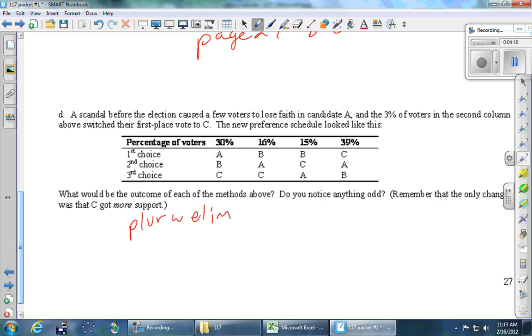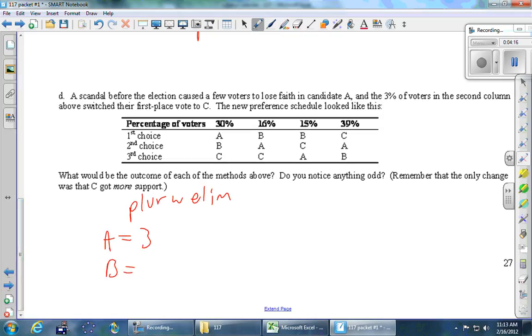Again, looking at first place votes only, how many first place votes does A have? A has 30, B, 31, and then C has 39. Okay, and then who are we going to eliminate now? We're going to eliminate A. So let's do that. Eliminate A. So now we're down to B and C.